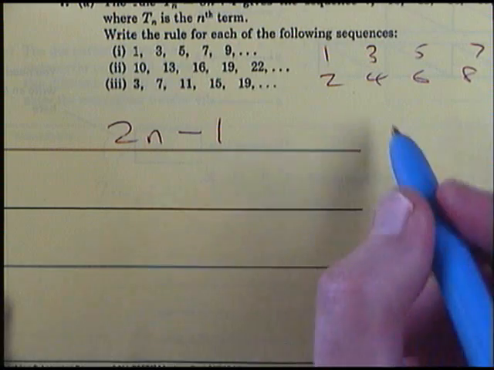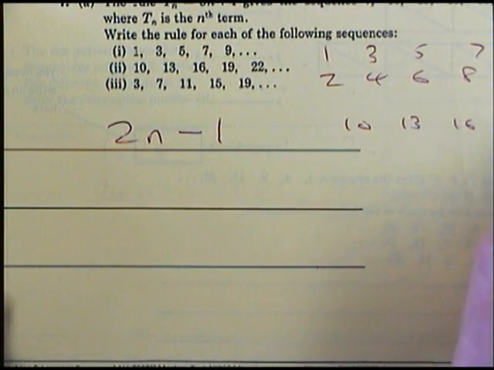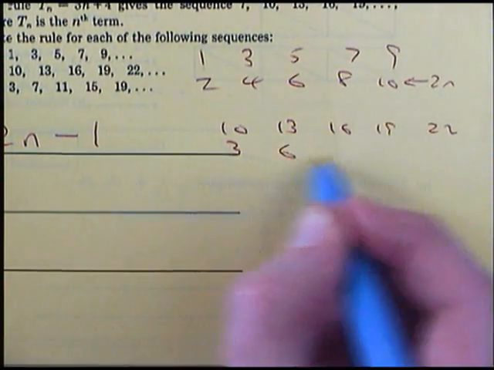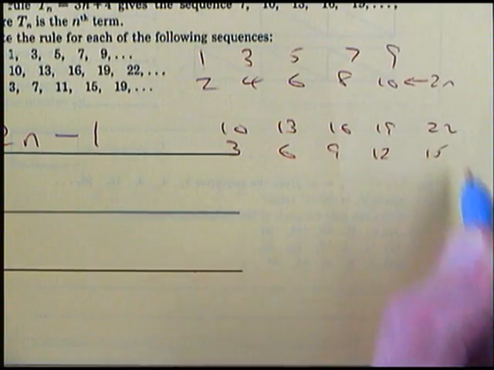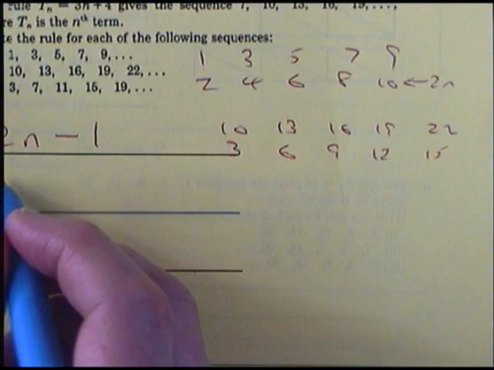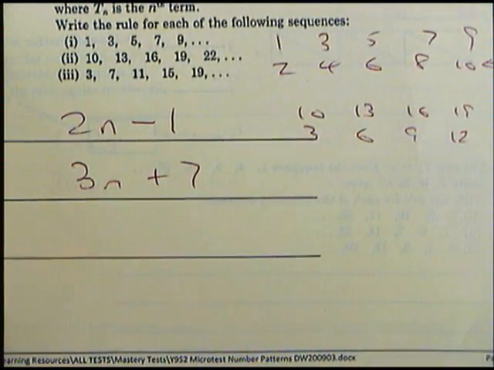The next one, it goes 10, 13, 16, 19, 22. They are going up in 3s. Write the 3 times table down, and to get from the 3 times table to the top numbers, you are adding on 7. The answer there is 3n, add 7.